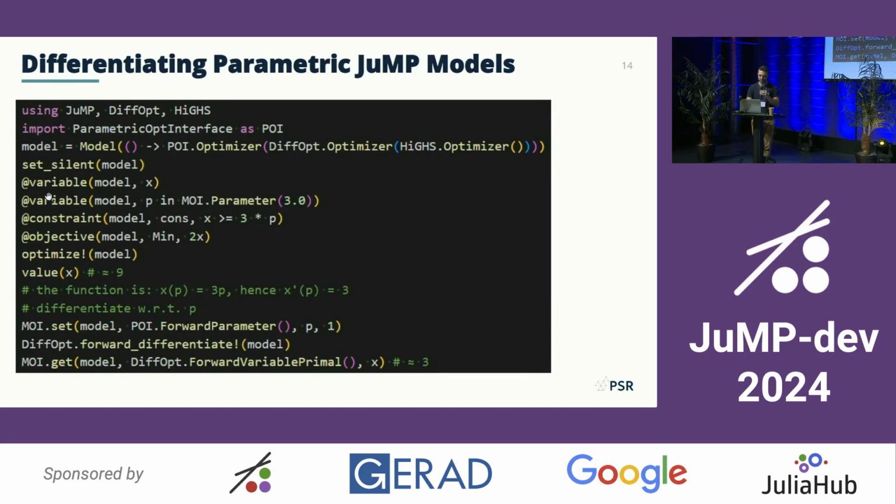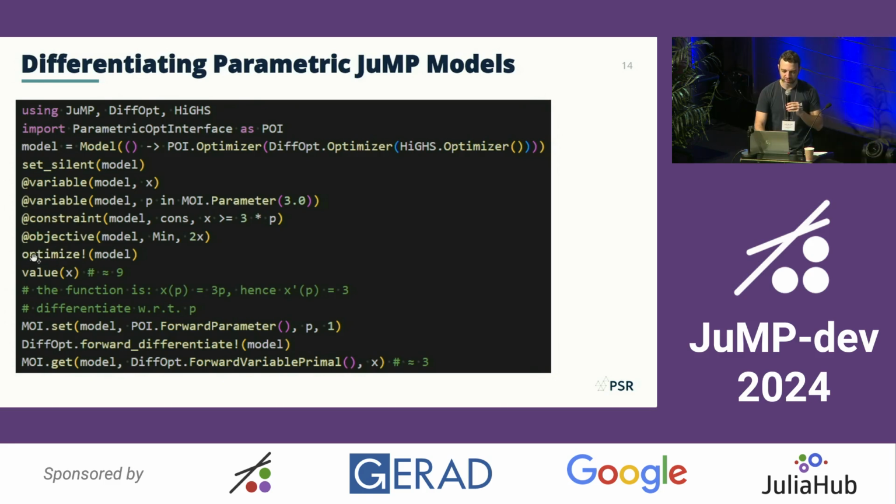your variables like you would do. You can add your parameters. You can add your constraints, objective. You can optimize your problem. The solution will be the same. But now you can compute the derivatives in a much more straightforward way because you're differentiating a parametric optimization problem.